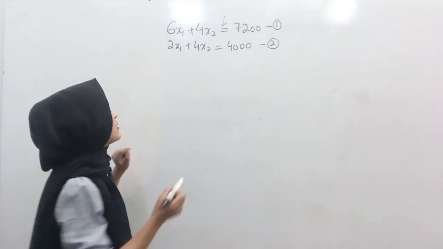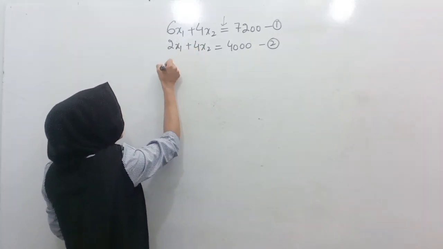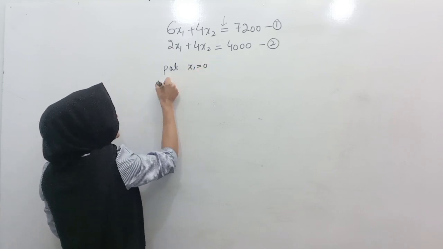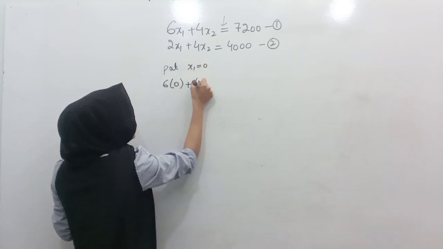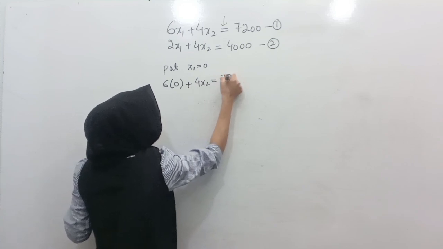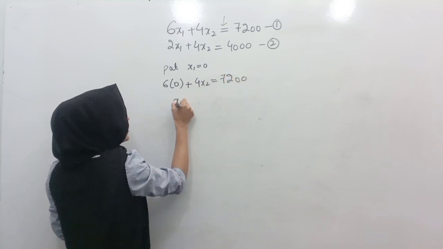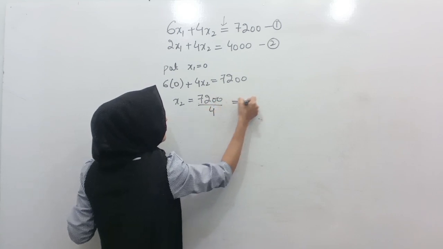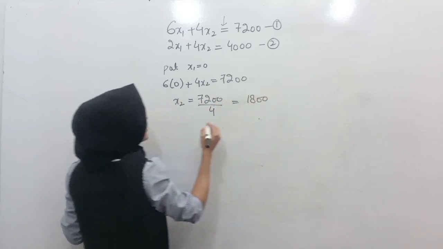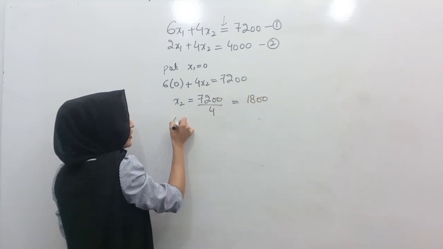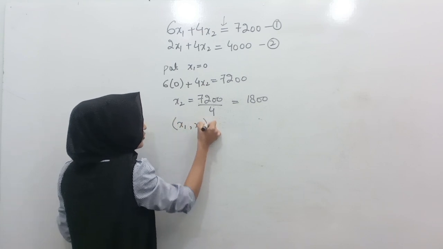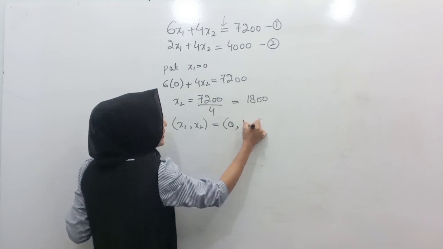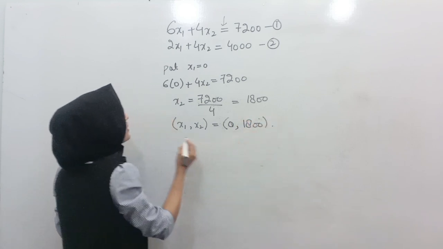First, solve equation number 1 by putting x1 equals to 0. 6 into 0 plus 4x2 equals to 7200, and it will give x2 equals to 7200 by 4, which will give 1800. So the point will be, as we write x1 and x2 as the point here, x1 is 0 and x2 is 1800.